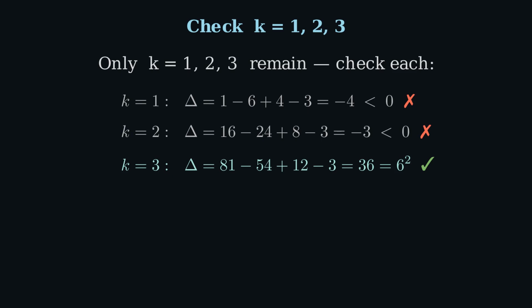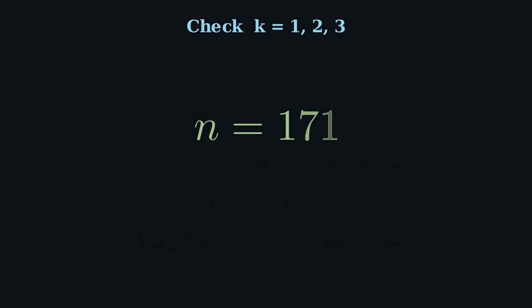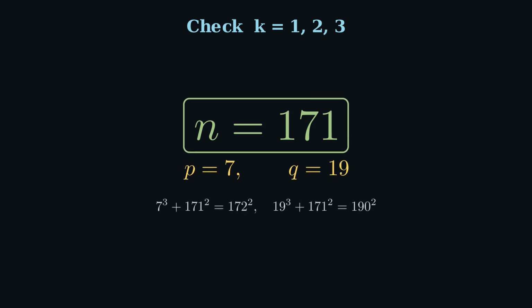All right, so for k equals 3, we end up with delta equals 36. And that will give us, well, if you work it out, p equals 7. And if you then put that back in, you can use that very quickly to find q. You'll get q equals 19, and that will give you that n equals 171. So this is the answer. n equals 171 is the only n that will result in 2 unique primes that both will result in a perfect square. That will be 7 and 19.